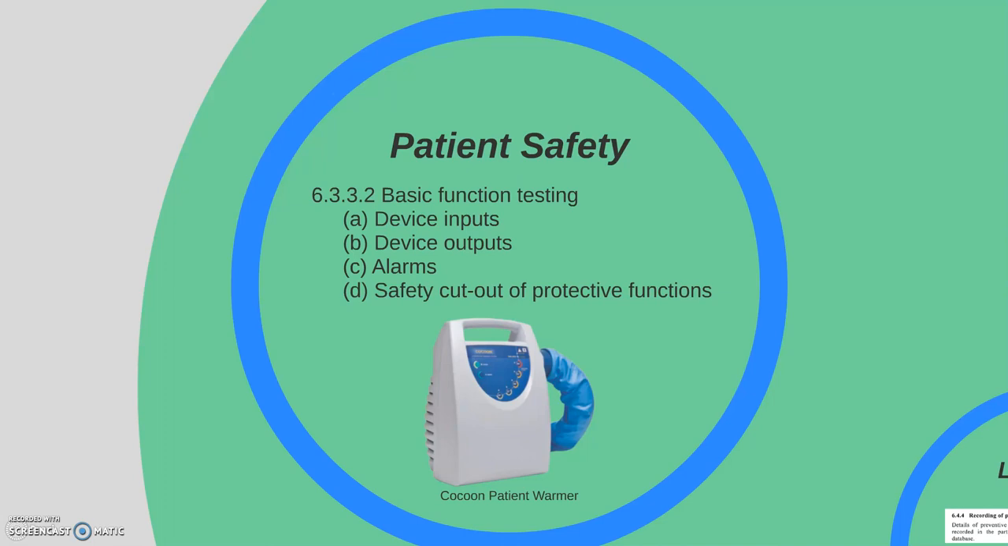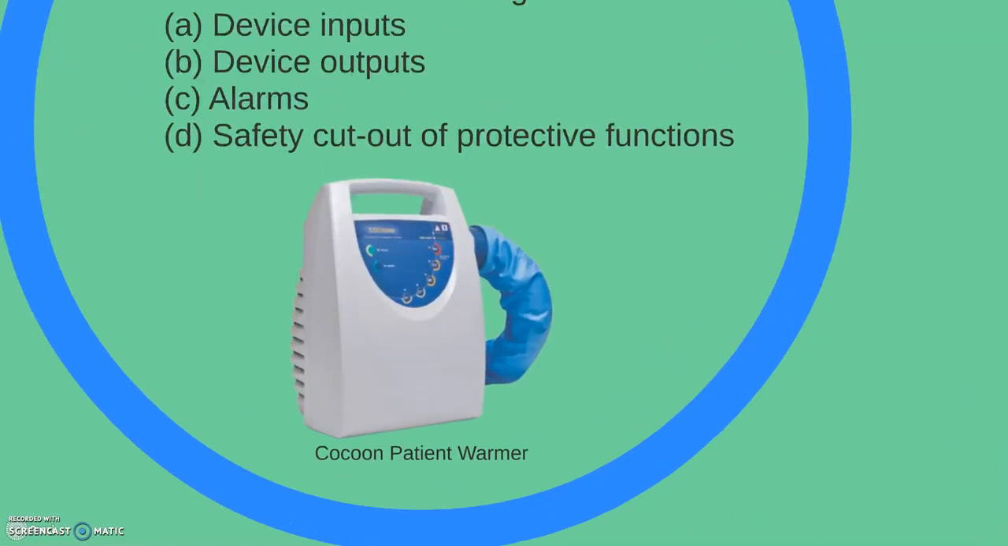One of the most important sections of basic function testing is Part D, Safety Cutout and Protective Functions. This part outlines the cutout features that all devices must have if a fault is detected within the device. For example, a Cocoon patient warmer has a cutout temperature of 53 degrees Celsius to ensure that if the machine malfunctions and begins to provide a higher temperature than expected, the patient does not get burnt.